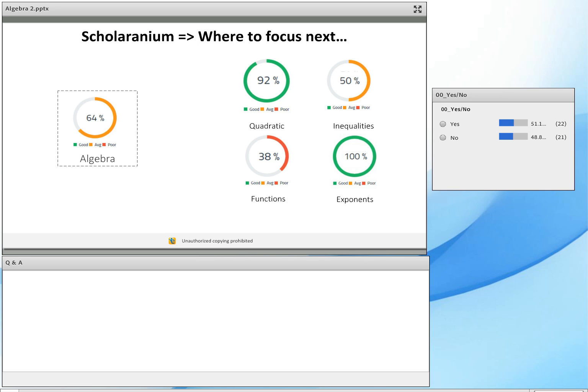Now, this student takes a quiz in algebra on the Scholaranium platform, and he sees that he is decently good in quadratic equations and exponents, but he has to really work hard on inequalities and functions. So now the student knows exactly where to focus in order to get to that score. Okay, and that's the beauty of Scholaranium.